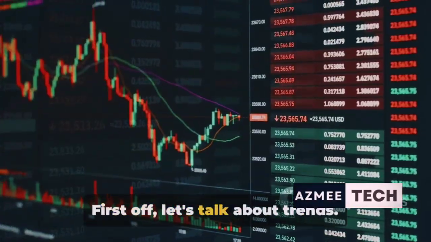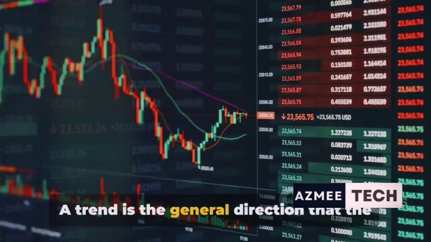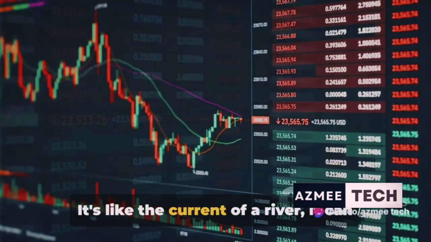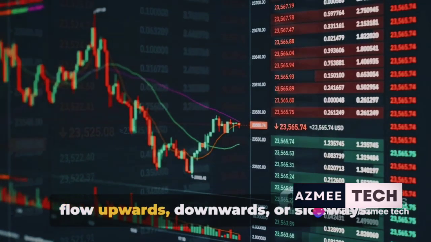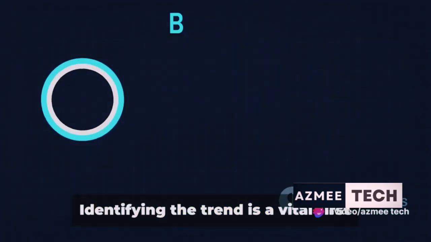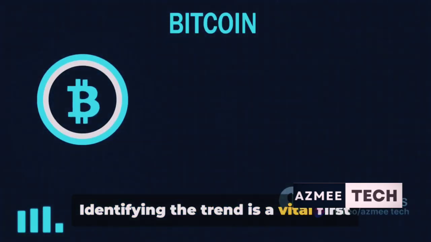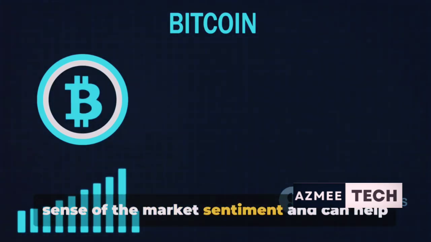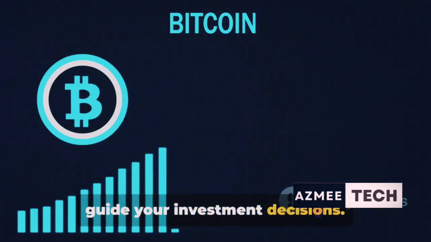First off, let's talk about trends. A trend is the general direction that the price of a cryptocurrency is moving. It's like the current of a river. It can flow upwards, downwards, or sideways. Identifying the trend is a vital first step in chart analysis, as it gives you a sense of the market sentiment and can help guide your investment decisions.